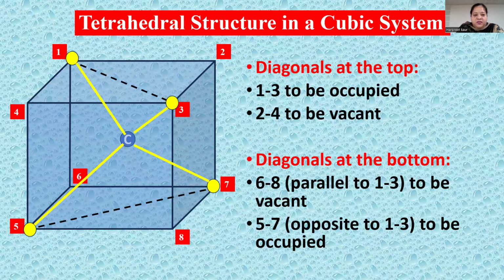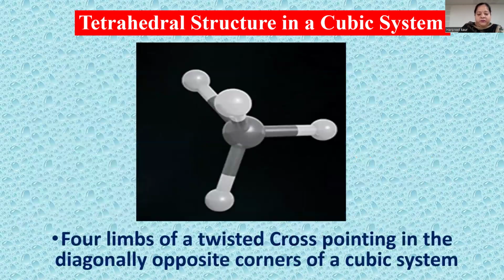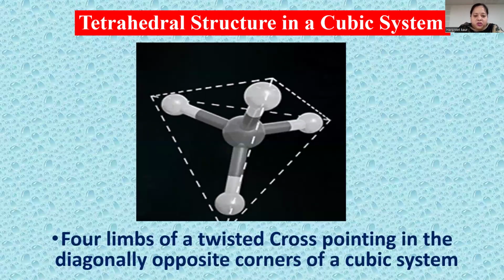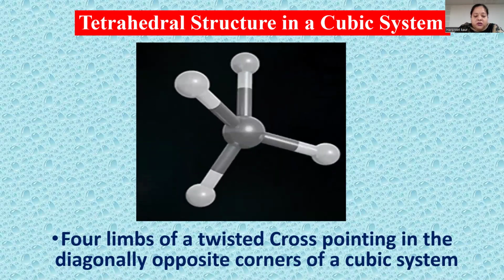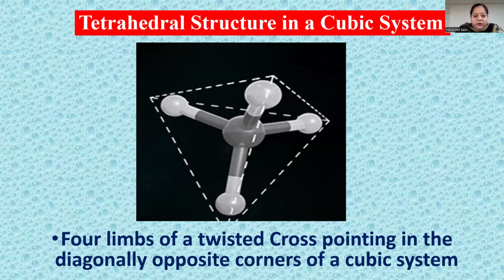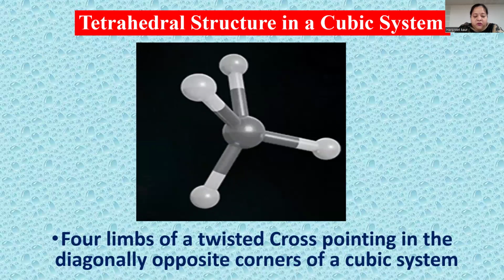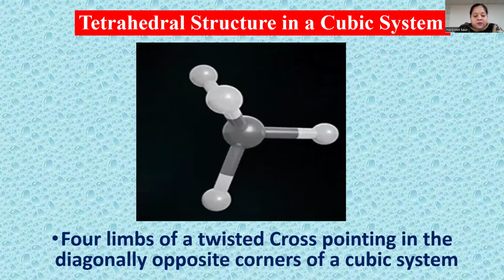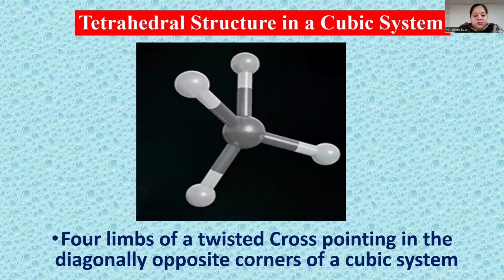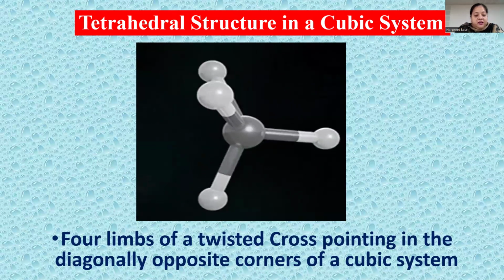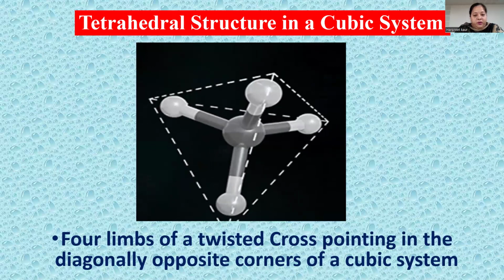And this cubic system can very easily be shown in the classroom itself, as I'll try to show you live. First, just see this image. In this image, see a two-dimensional cross getting converted to three-dimensional. When we twist the two limbs of the cross, the 4 limbs of the twisted cross point to the diagonally opposite corners of a cubic system.